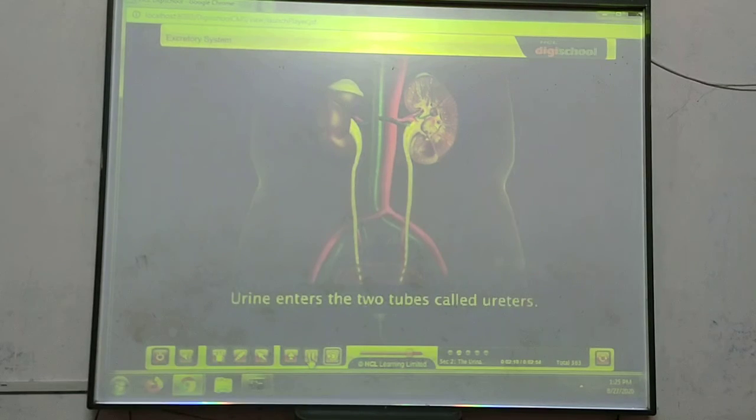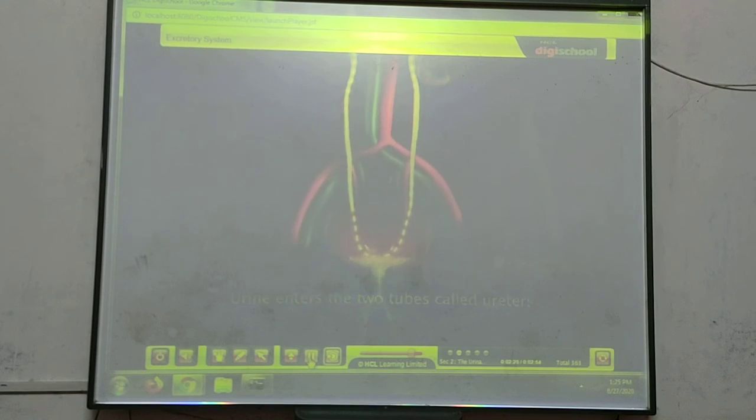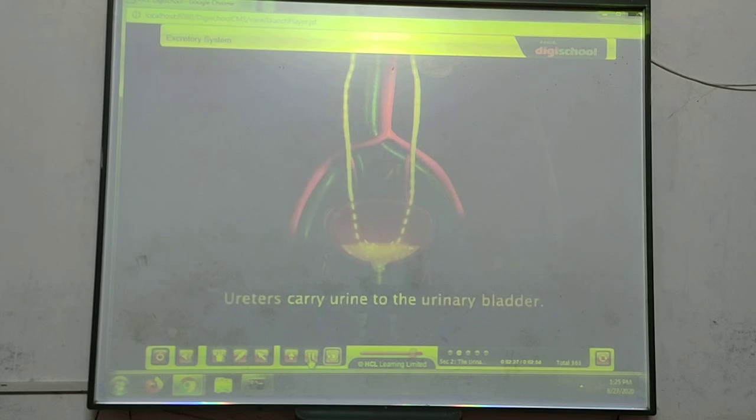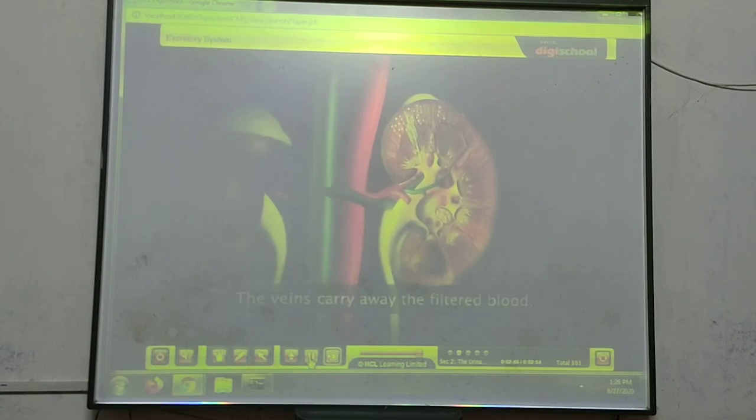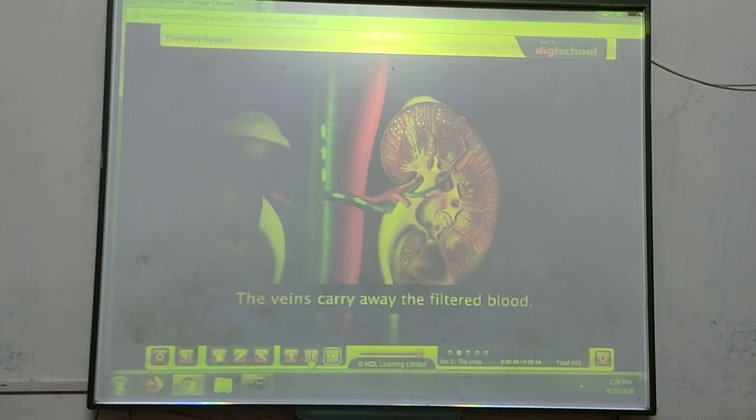The urine, drop by drop, enters two separate tubes called ureters. The two ureters then carry urine from the kidneys to a sac-like structure called the urinary bladder. When the bladder is filled up to half its capacity, you feel the need to pass urine. The clean blood moves out of the kidneys through the veins.